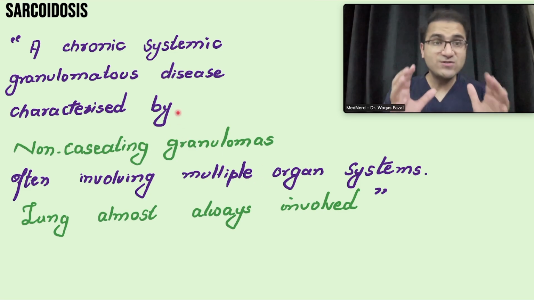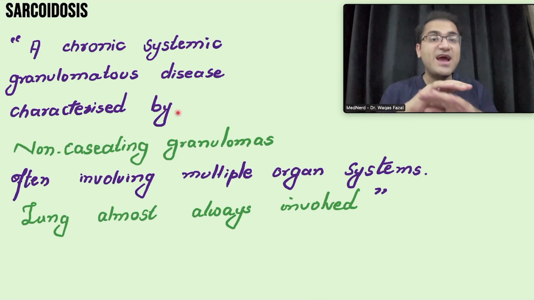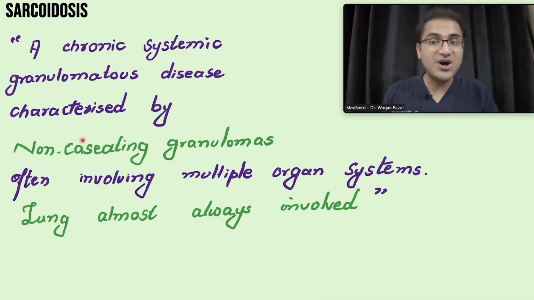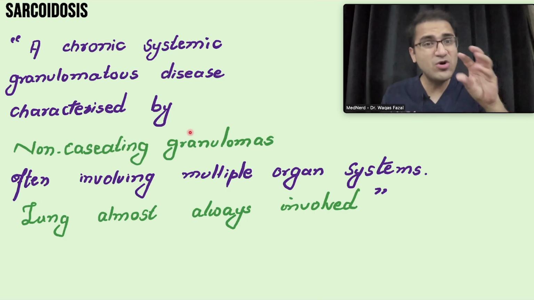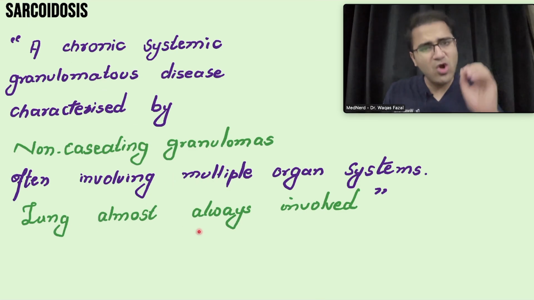Remember, sarcoidosis is a systemic disease. It involves the nerves, the heart, the liver, kidney, and the skin. And in all these areas, it forms granulomas, and these granulomas are non-caseous granulomas. Non-caseous granulomas are granulomas that do not have any central caseous necrosis. All the manifestations of this disease are due to these granulomas. They involve multiple organs, and remember, lungs are almost always involved.